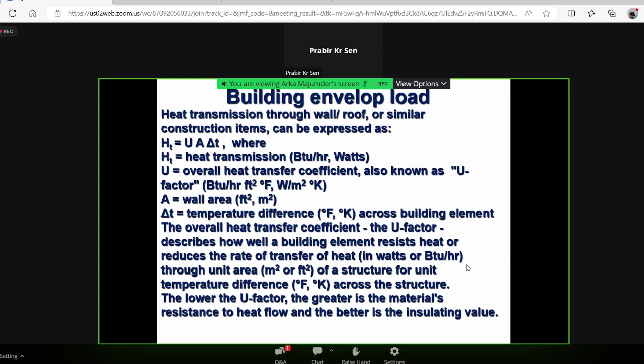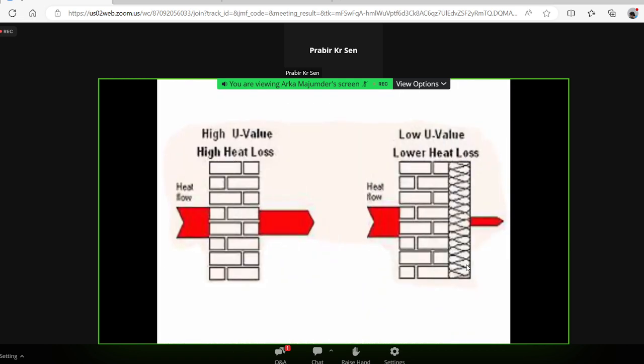So from the equation HT equal to UA delta T, you can see the lower the U factor, the lesser is the heat transfer. So we would prefer lower U factor. That means we would prefer to use a building material which has lower U factor so that outside heat coming inside will be less. Next. You see, high U value, high heat flow. Low U value, lower heat flow.